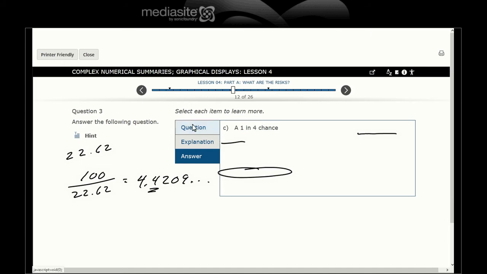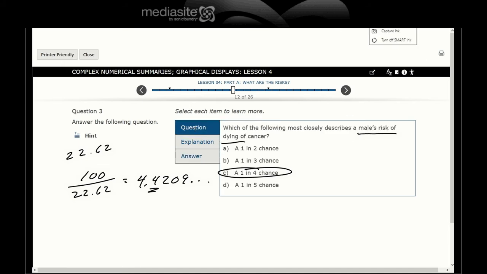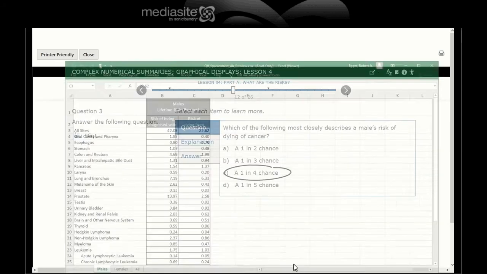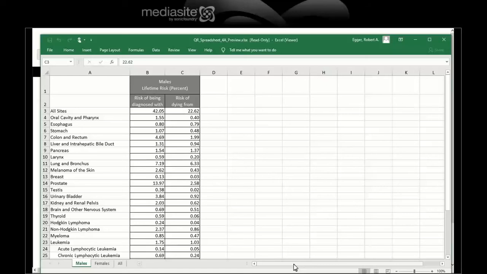But again, I like to very, very emphasize, even though it's 1 in 4 chance of dying from cancer, okay, but you have to be diagnosed with it first. Again, this 22 comes from the population that makes up that 42 number.